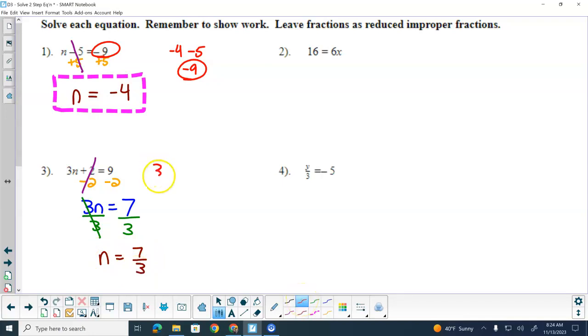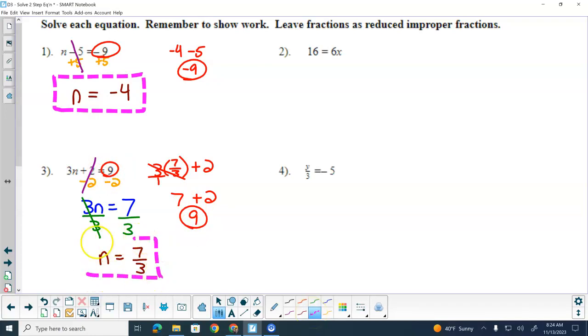If I plug that back in, 3 over 1 times 7 over 3, those 3's cancel each other out, leaving me with just 7. 7 plus 2 is 9, and 9 is equal to 9. Again, that check shouldn't take you very long. It shouldn't take you more than 30 seconds to check it, but it's a very important check.